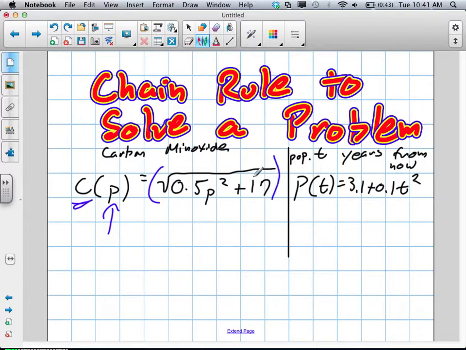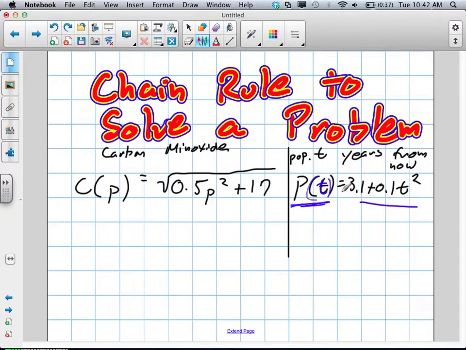This equation models how much carbon monoxide, in parts per million, we will have depending on the population. Now, the population T years from now is the second part of the equation. The question asks us to find what the carbon monoxide level will be changing at with respect to the population 3 years from now. So our population is modeled in terms of time in years, and our population is changing at this rate.